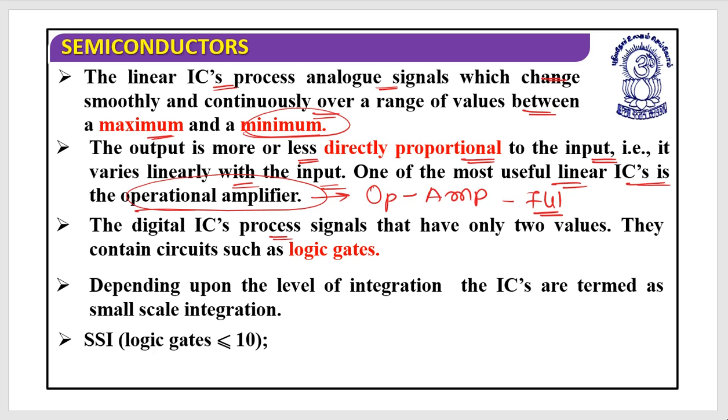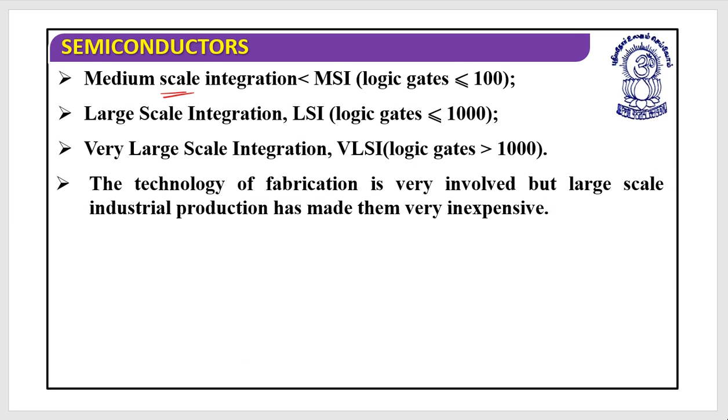The digital ICs process signals that only have two values, and they generally contain circuits such as logic gates. Depending upon the level of integration, ICs are termed small scale integration, SSI, generally logic gates less than or equal to 10. Medium scale integration, MSI, generally less than or equal to 100 logic gates. Large scale integration, LSI, generally less than 1000 logic gates. Very large scale integration, VLSI, logic gates generally greater than 1000.